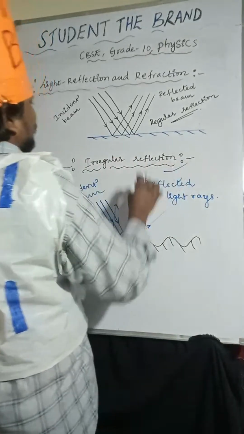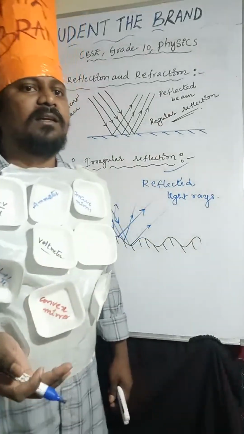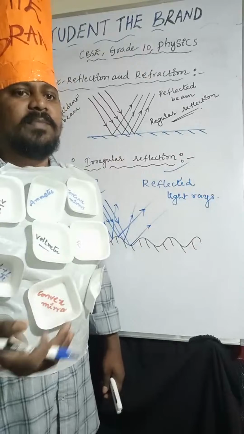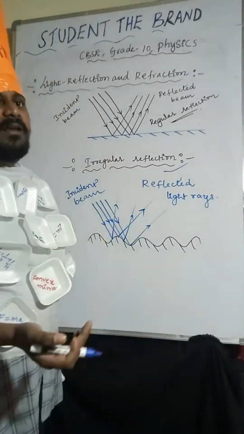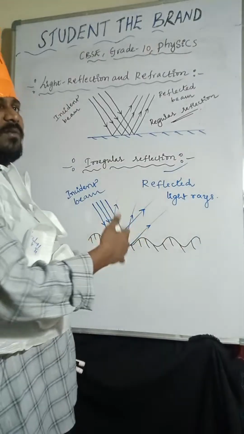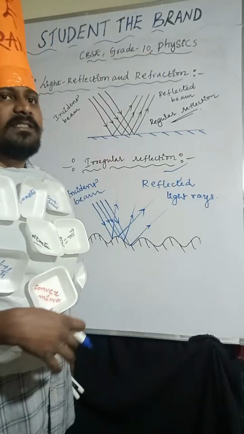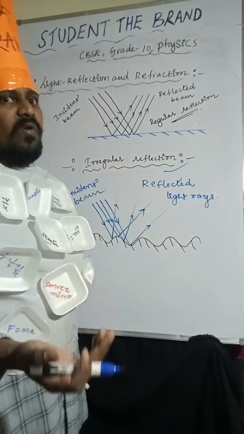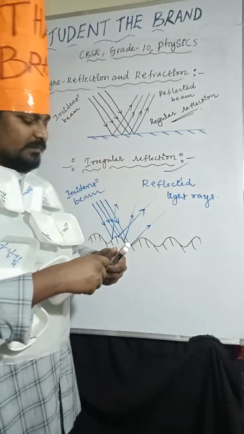Regular reflection takes place on a smooth surface, still water, and plane mirror we can take. What about irregular reflection? Irregular reflection takes place on a rough surface, like a wall. Like this example we can take. Okay.